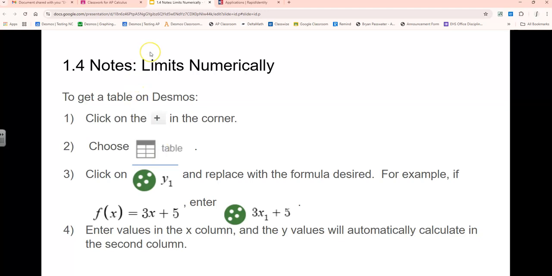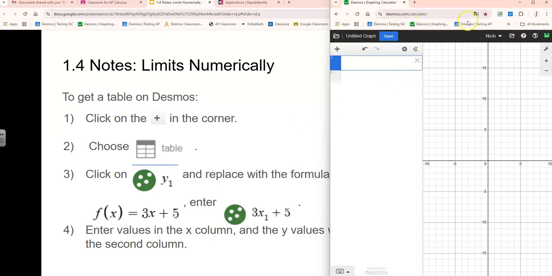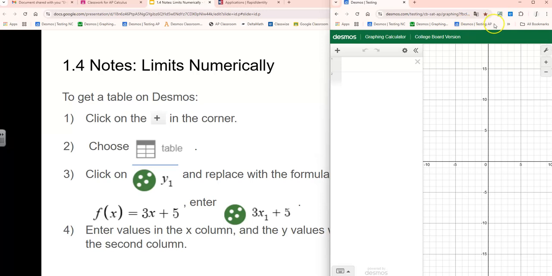All right, so to do a table in Desmos, I will say a table in Desmos is a little bit trickier to do than some of the things in Desmos. So let's use this example. Let's say that we're wanting to look at... I'm going to use the AP test in Desmos, the College Board graphing calculator, to make sure it does it the same way that I think it should. The regular Desmos, I think, almost everything's the same as far as how they work.